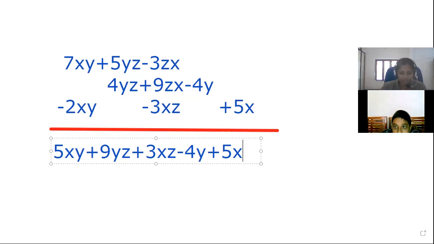Miss specified. Yes. Example 1, page number 139. Similarly, here is a question for subtracting. That is, subtract example 2.